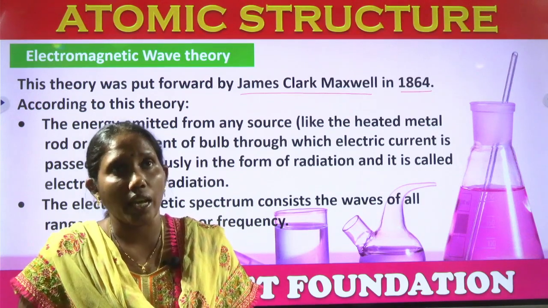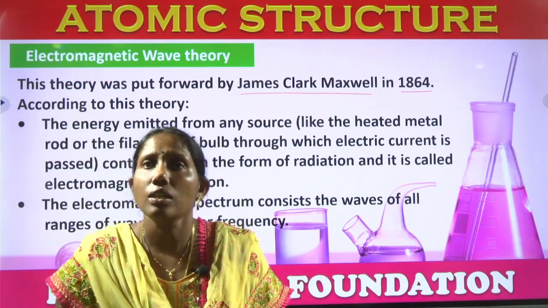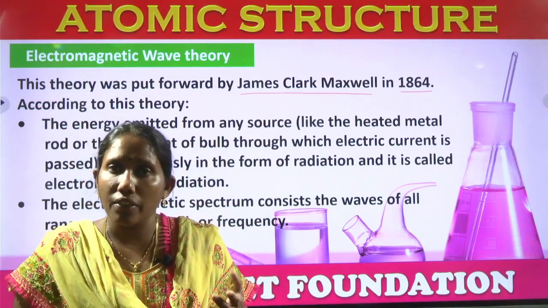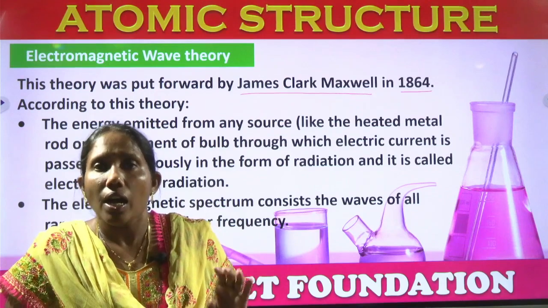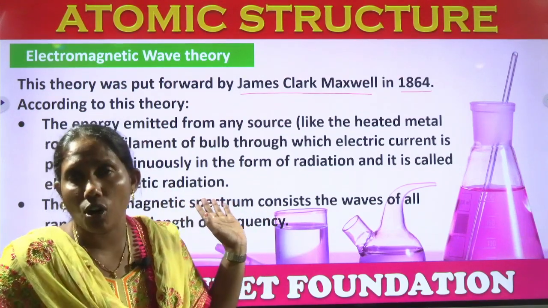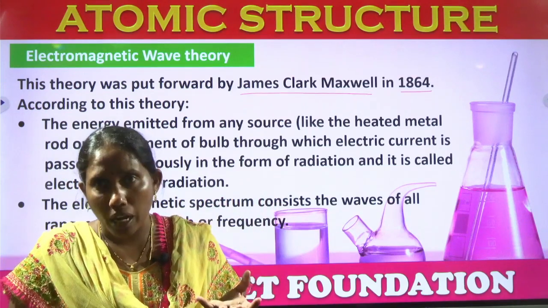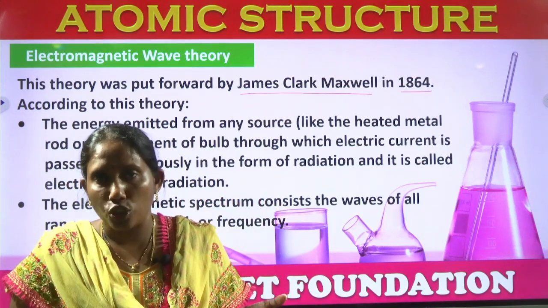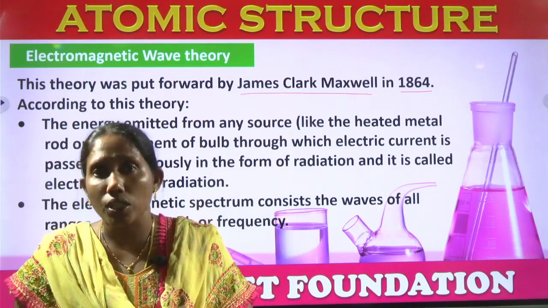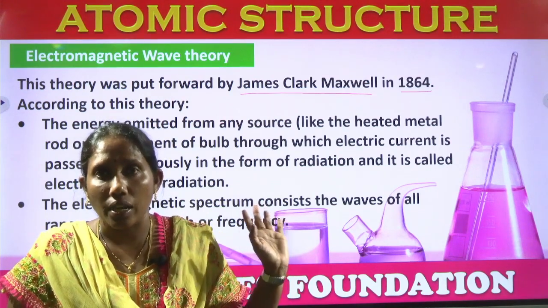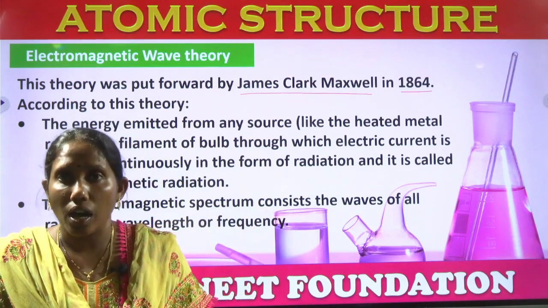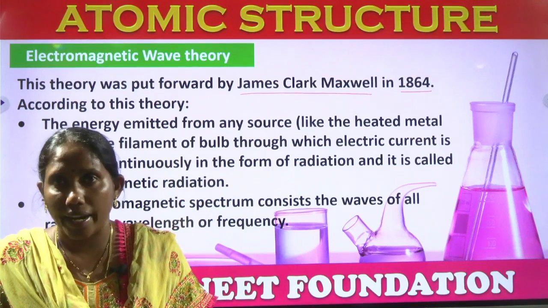If you keep that source in the presence of an electric field and a magnetic field, both perpendicular to each other, the source can be any heated metal rod or any filament in a bulb which is passing electric current. Such sources produce radiations, and those radiations are called electromagnetic radiations. These are also called EMR.